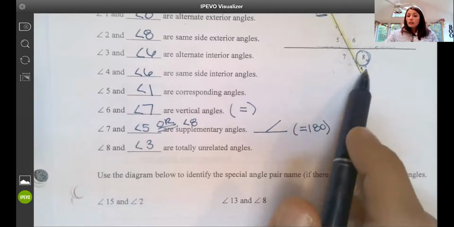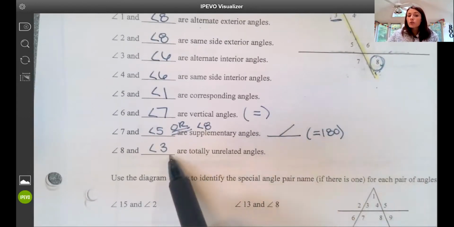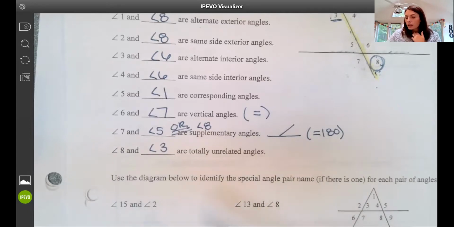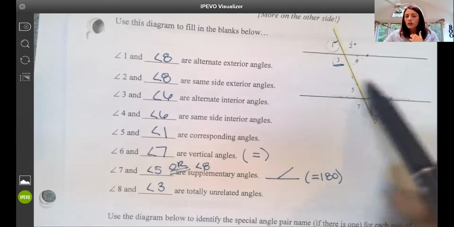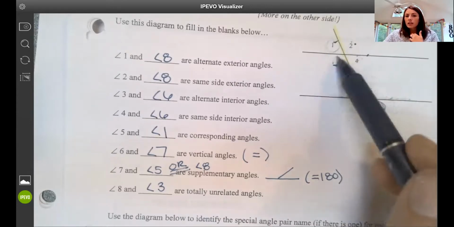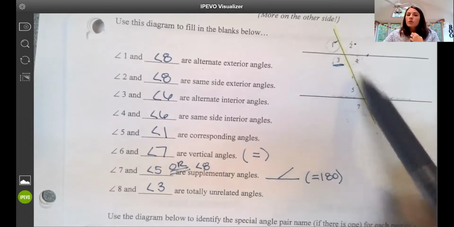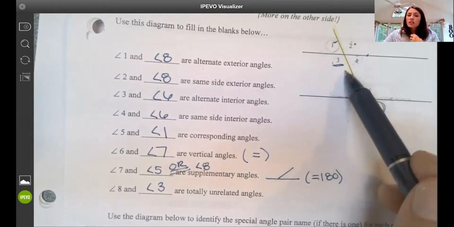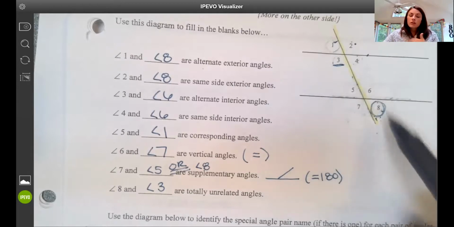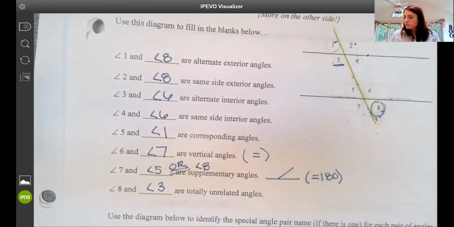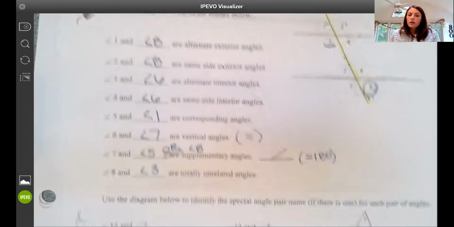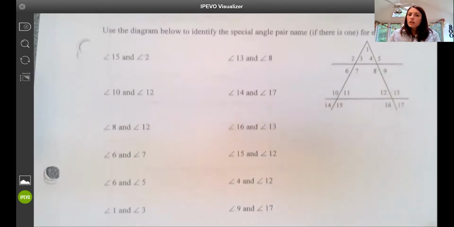Now, if we knew 8, we can still get the value of 3 using other angles. And you'll see today how we can, because we're going to learn relationships that kind of cross from one side to the other. We just talked about how we can find all of these, but we're going to be able to get these as well. So you could still figure out what 3 is equal to, but they don't have a relationship that we can name for 8 and 3. Okay. All right, so now we're going the other way.